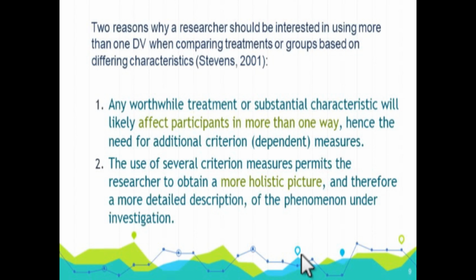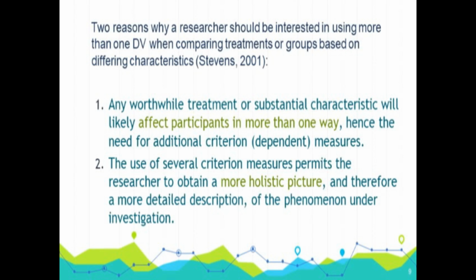So what is the purpose of performing multivariate analysis of variance? There are two major reasons why a researcher should be interested in using more than one dependent variable when comparing treatments or groups based on differing characteristics. First, any worthwhile treatment or substantial characteristic will likely affect participants in more than one way. Hence, there is a need for additional criterion measures.